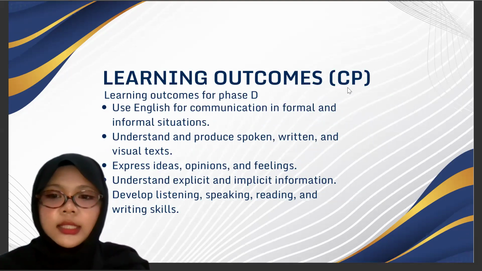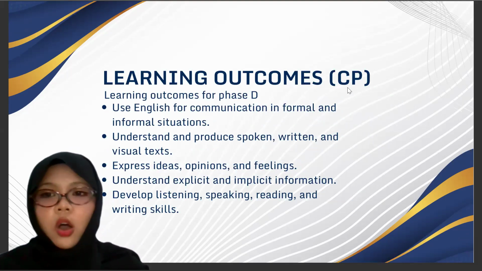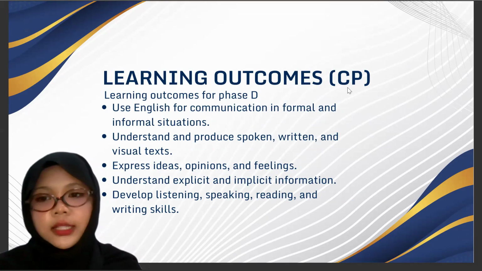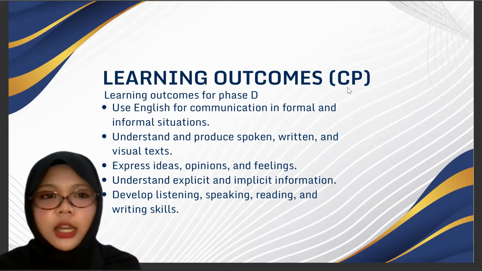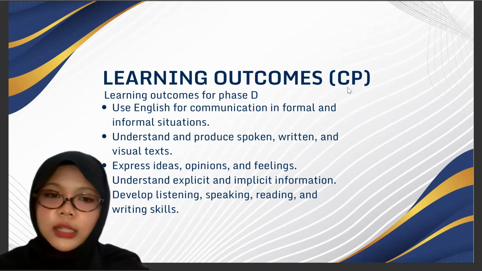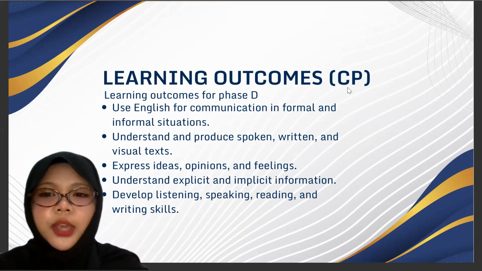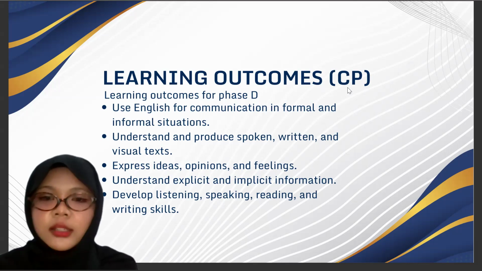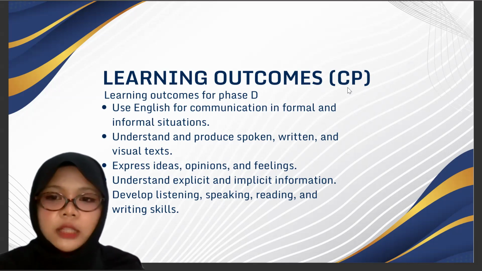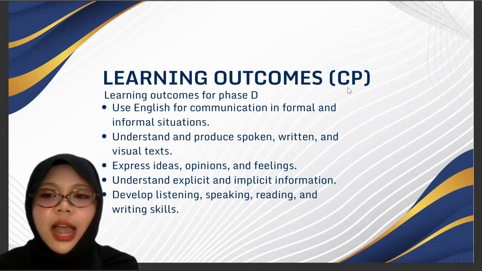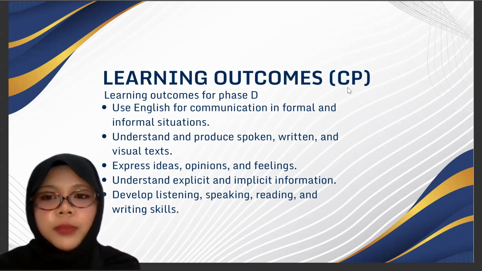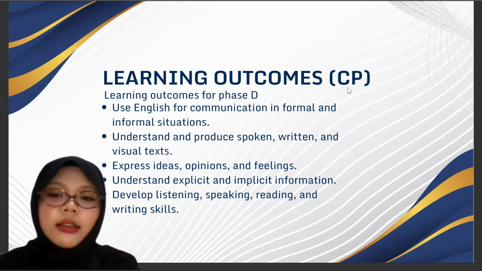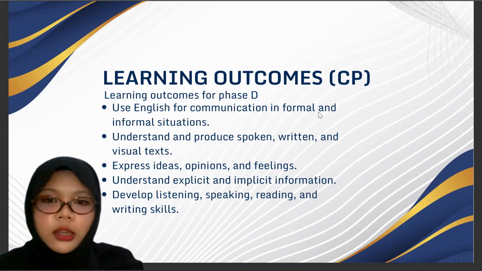Next, this slide shows the learning outcomes of phase D. At the end of phase D, students are expected to use English for communication in both formal and informal situations. They should be able to understand and produce spoken, written, and visual text. And then they are also expected to express their ideas, opinions, and feelings while developing speaking, listening, reading, and writing skills.